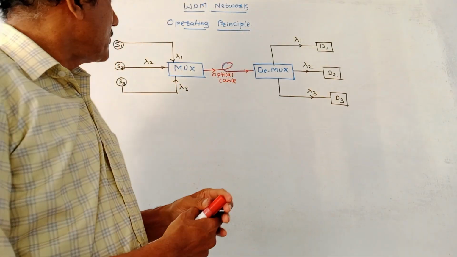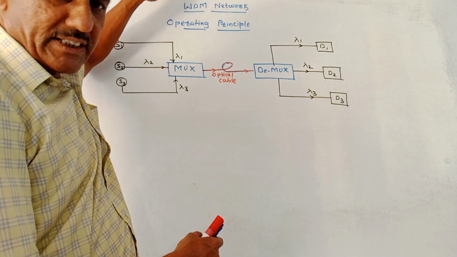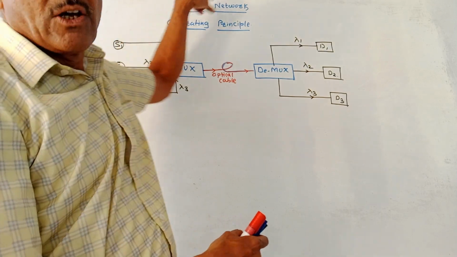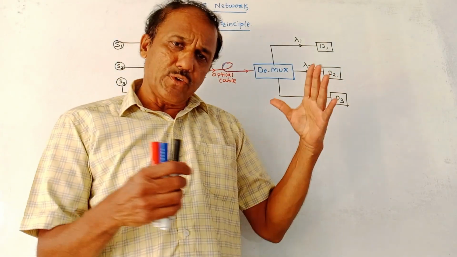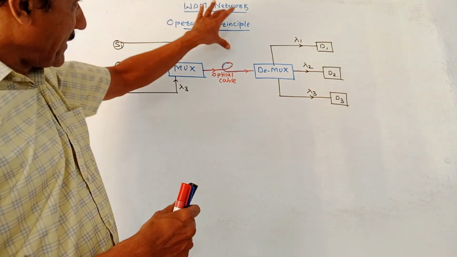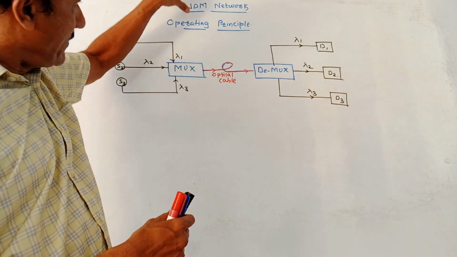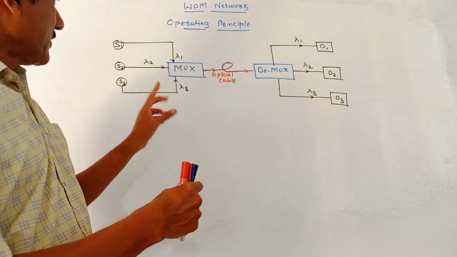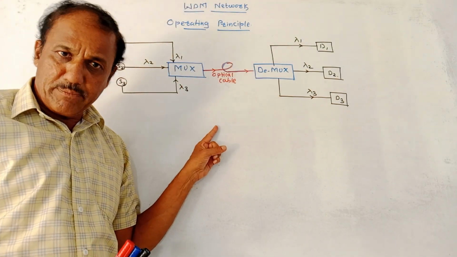Dear students, today's topic is WDM, that is wavelength division multiplexing optical network. First we will discuss the operating principle of WDM, that is wavelength division multiplexing network. So this diagram shows the operating principle.